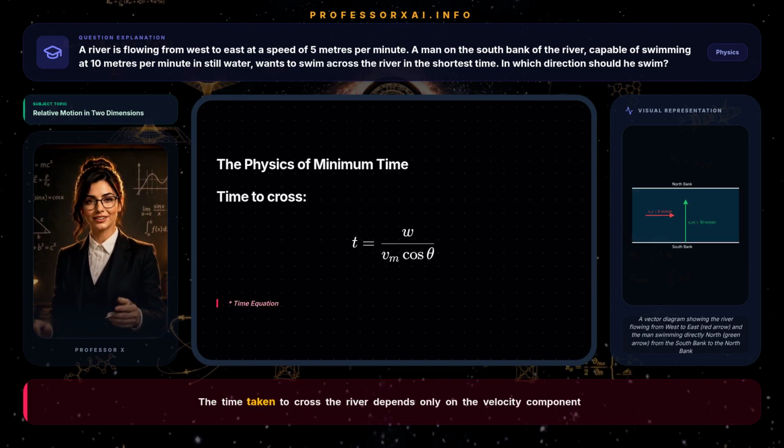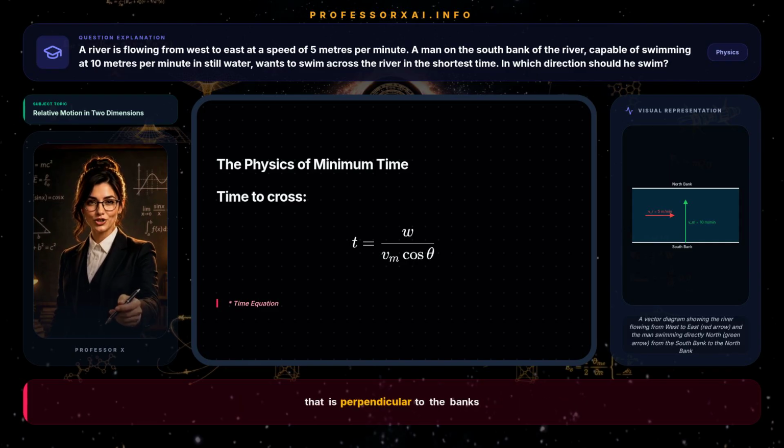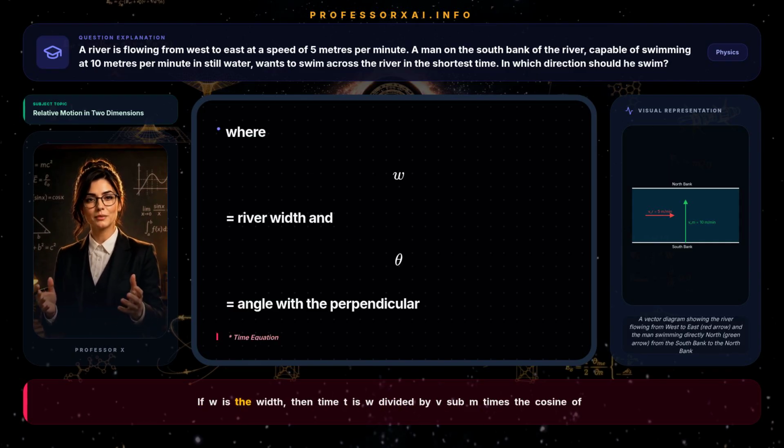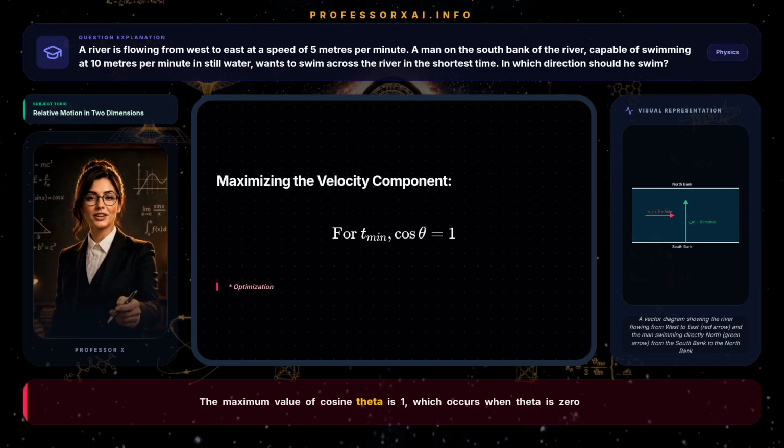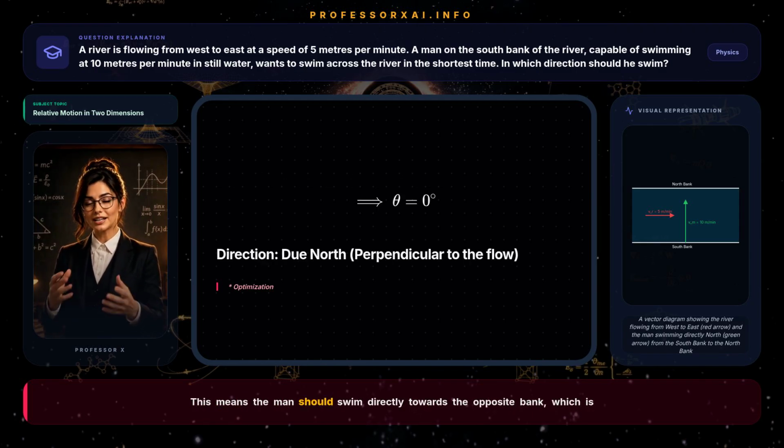The time taken to cross the river depends only on the velocity component that is perpendicular to the banks. If d is the width, then time t is d divided by v sub m times the cosine of the angle theta from the perpendicular. The maximum value of cosine theta is 1, which occurs when theta is 0 degrees. This means the man should swim directly towards the opposite bank, which is due north.